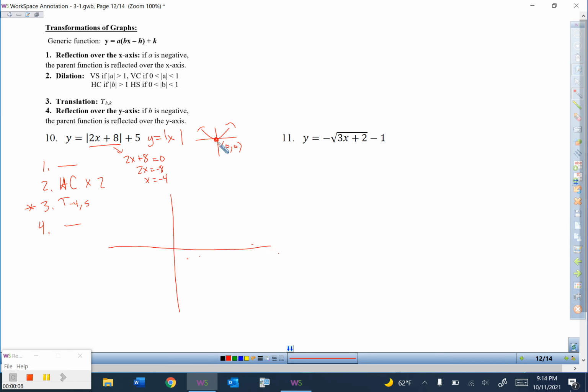Parent function usually starts at 0, 0. We are compressing it, stay 0, 0, then left 4, and up 5. Horizontally compressing again gets skinnier, so we make a slightly skinnier V going up, and we label our point.